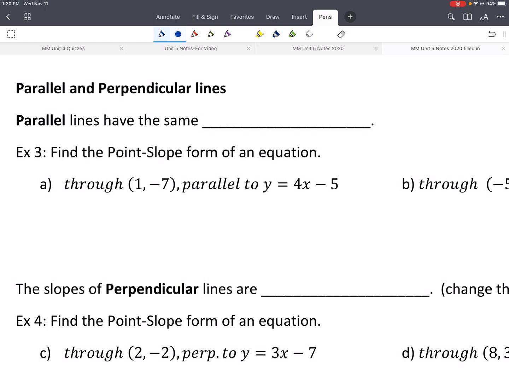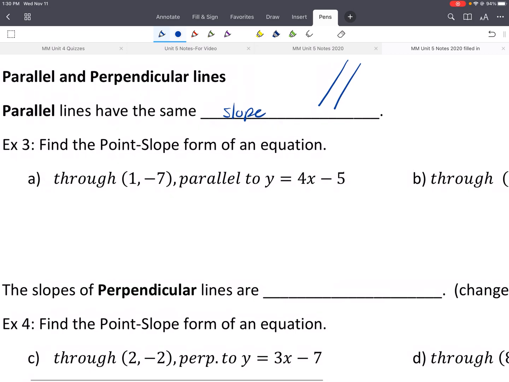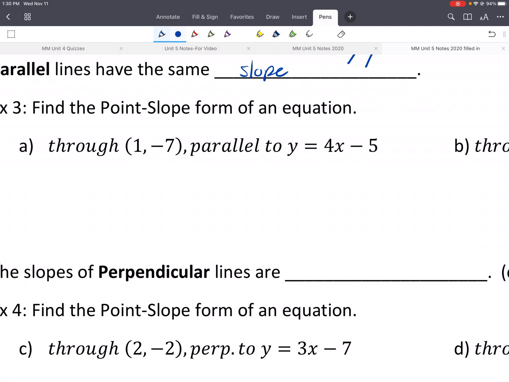Okay, so parallel lines have the same slope. For example, if this was a line, a parallel line would have the same slope. Parallel lines never touch, they have the exact same slope. So for example, if we want to find an equation that goes through this point and is parallel to this line, our parallel slope would be 4. Okay, it uses the exact same slope. It just needs to go through this point.